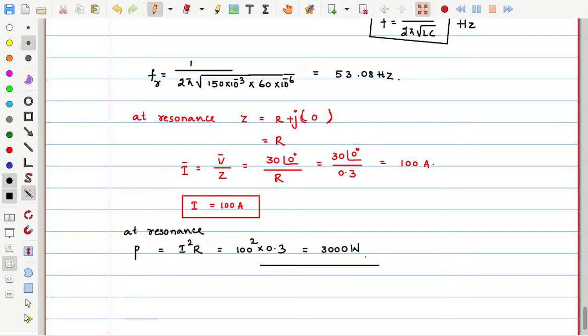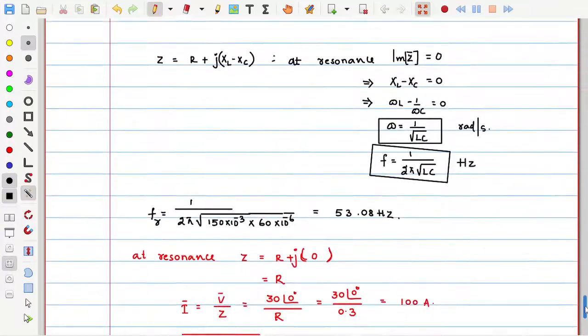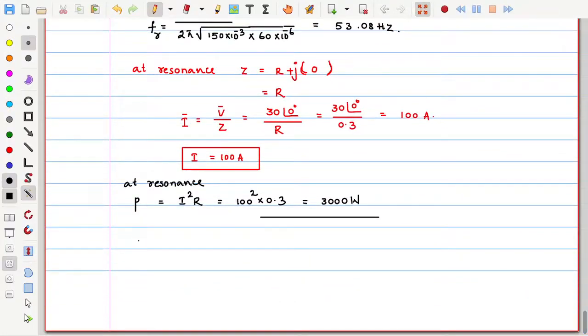So if you want, you can calculate some more things also like this. Just let me give you the VR magnitude.